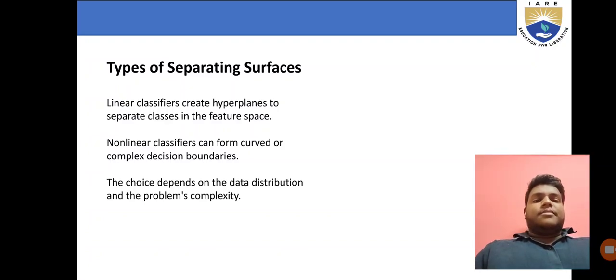Types of separating surfaces. Linear classifiers create hyperplanes to separate classes in the feature space. Nonlinear classifiers can form curved or complex decision boundaries. The choice depends on the data distribution and the problem's complexity.